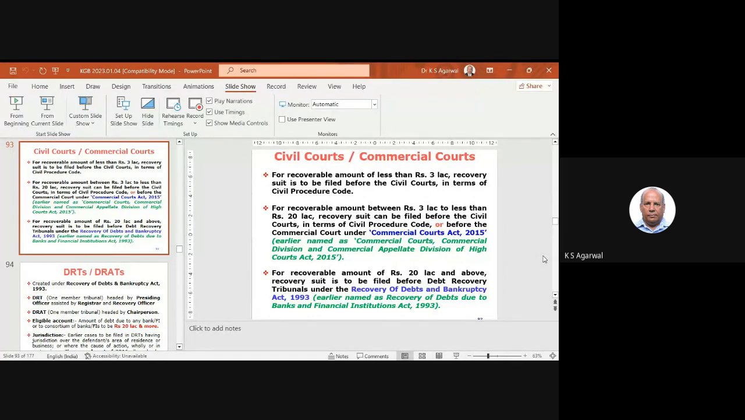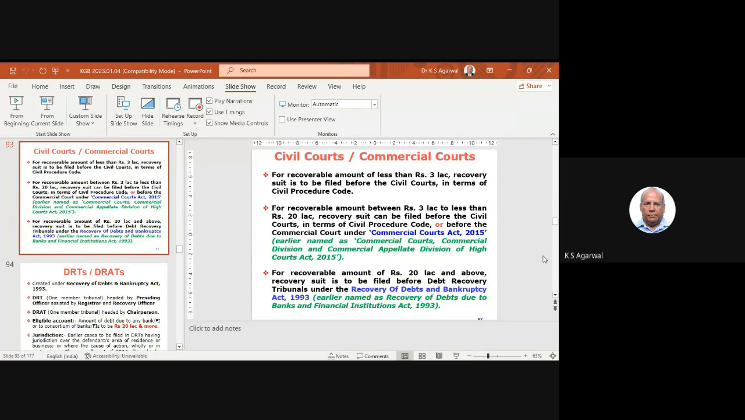Now we come to civil court and commercial court. For recoverable dues, we have got one option, SARFAESI Act, another option is that we file recovery suit in court or DRT. So what are the relevant provisions? For recoverable amount less than 3 lakh, recovery suit is to be necessarily filed in civil court. And here, civil procedure code provisions are applicable. For recoverable amounts of rupees 20 lakh and above, the recovery suit is to be necessarily filed in DRT under Recovery of Debts and Bankruptcy Act.